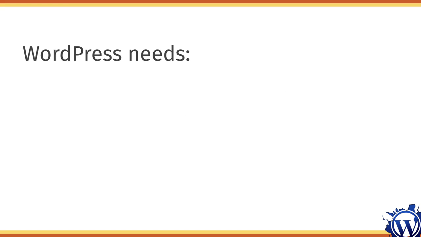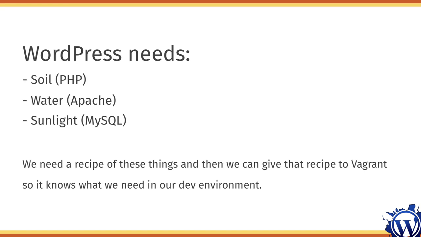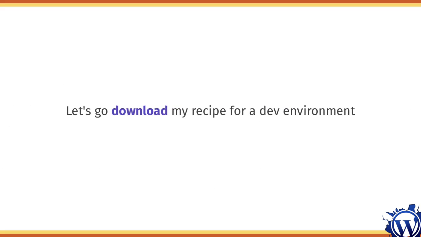Now remember from our last lesson, the metaphorical soil, water, and sunlight that WordPress needs? We basically need a recipe that lists those requirements, and then we'll give that recipe to Vagrant, and it will build us the perfect environment. Now I've already prepared a recipe like that for us. So all we need to do is go and download my recipe and then hand it to Vagrant.